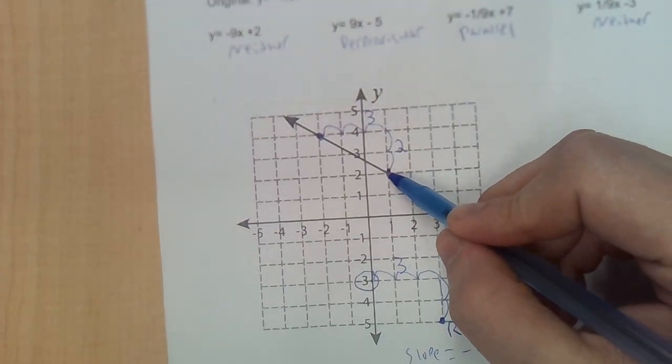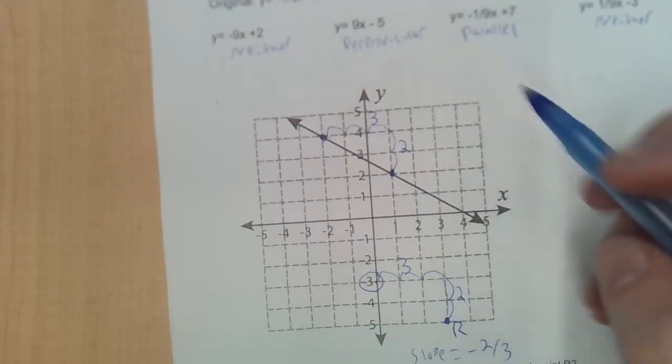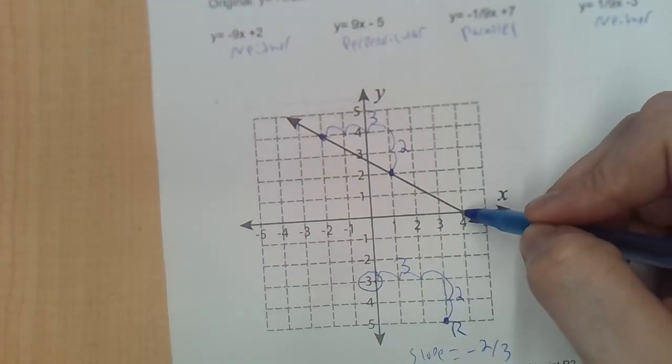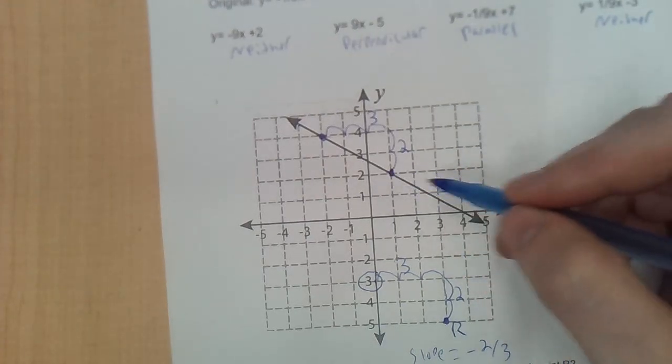Parallel slope stays the same. Make sure you look at where it touches the intersection. It also touches down here too. So I could have gone from here to here, up 2 over 3.